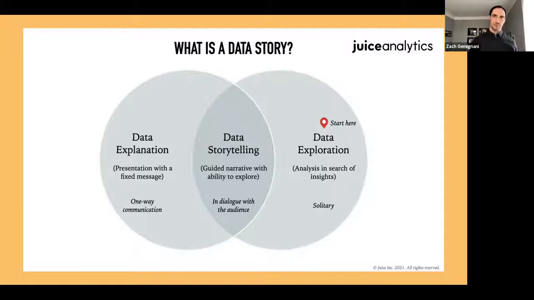And wherever you are, I think there are things you can learn or pick up from other forms of what we call data products. There are different genres of data products, and you can apply lessons across them.